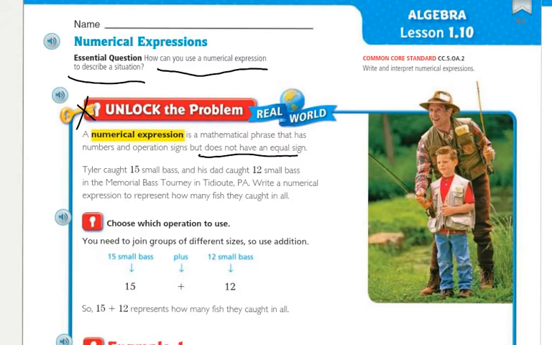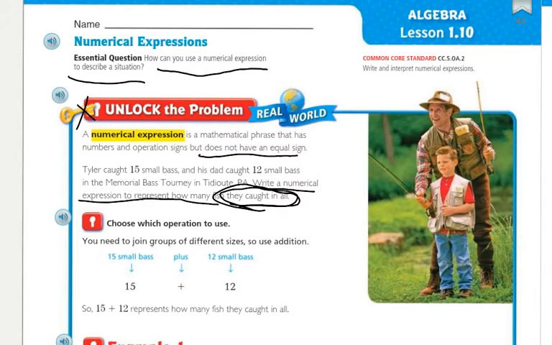Tyler caught 15 small bass, and his dad caught 12 small bass in the Memorial Bass Tournament in Tidioute, Pennsylvania. Write a numerical expression to represent how many fish they caught in all. So you've got to look to see what they want. They want a numerical expression to see how many fish they caught in all.